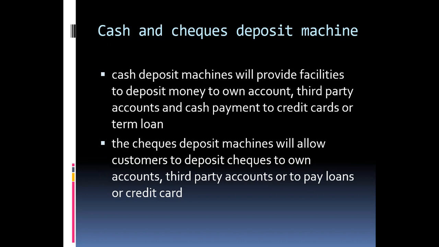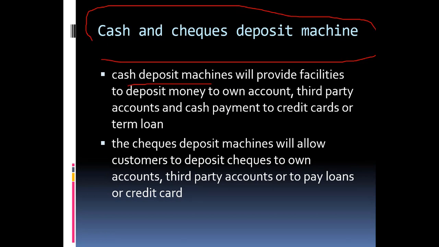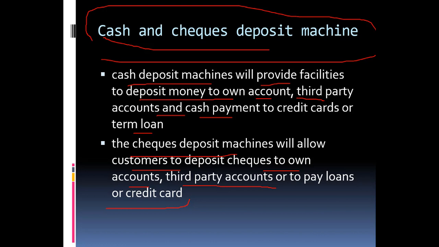The next, cash and check deposit machines. A cash deposit machine provides facilities to deposit money to own accounts and third-party accounts, and cash payment to credit cards or term loans. And the check deposit machine allows customers to deposit checks to own accounts, third-party accounts, or to pay loans or credit cards. So this is the cash and check deposit machine. This one is usually next to the ATM, where we can use the machine when we want to deposit a check that we received, and then the amount will go into the account, and we can withdraw that amount using the ATM cards.